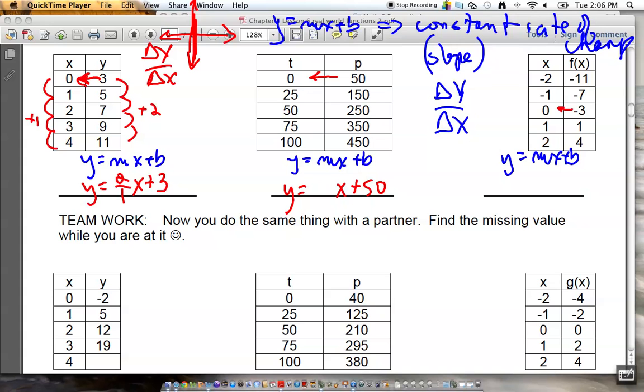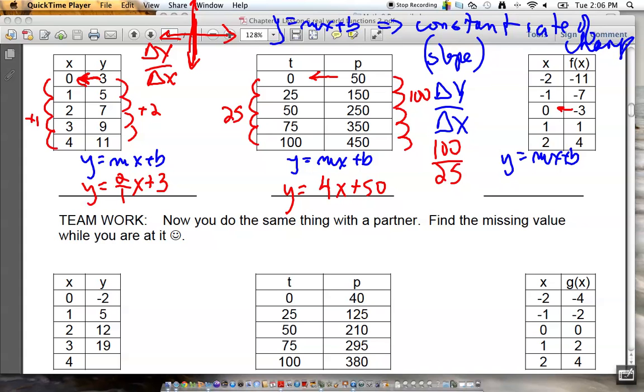Now, what's the slope here? What am I going up by? No, I'm not going up by 50s. Going up by 100. But the slope's not 100. Danger, danger, danger. What's this guy going up by? 25s. And the slope is change in y over change in x. What's 100 divided by 25? 4. So it's y equals 4x plus 50.